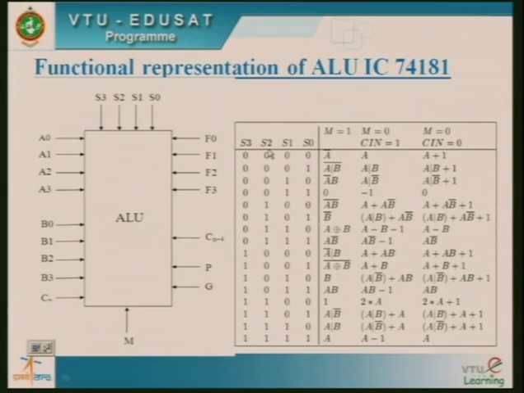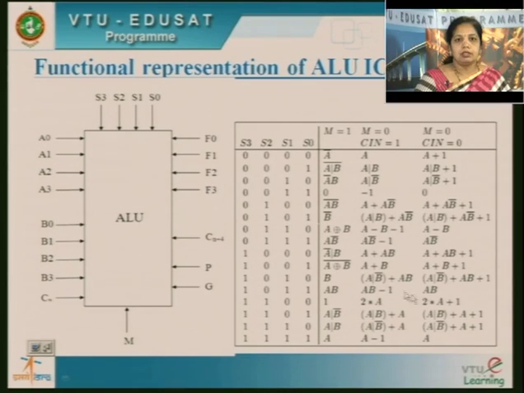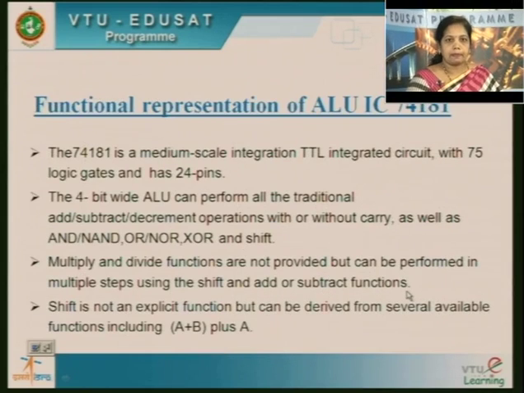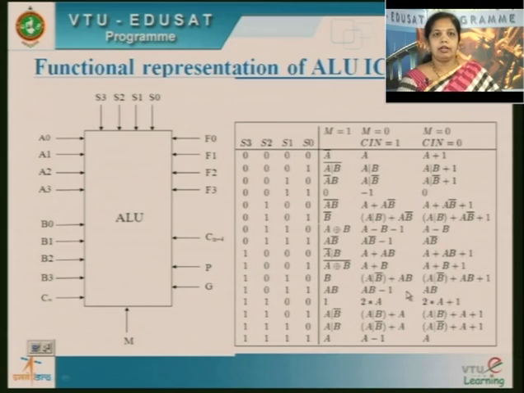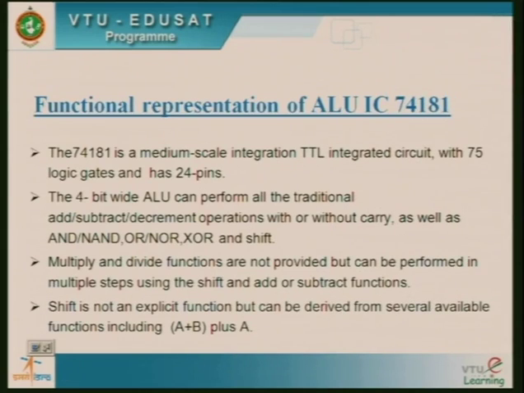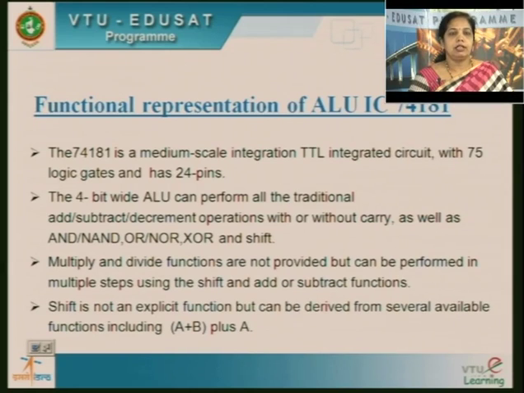So we have got these 4 inputs. Either I can do addition operation, NOT operation, XOR operation, shifting operations. 74181 is an IC, a medium scale integration TTL circuit with 75 logic gates and 24 pins. It's a 4-bit wide ALU that can perform all traditional operations like add, subtract, decrement with and without carry, as well as AND, NOR, XOR, shifting operation. Specifically, we can't do multiply and divide functions using this IC.